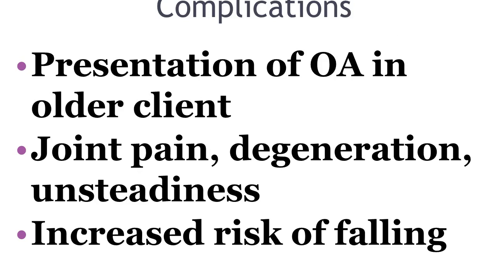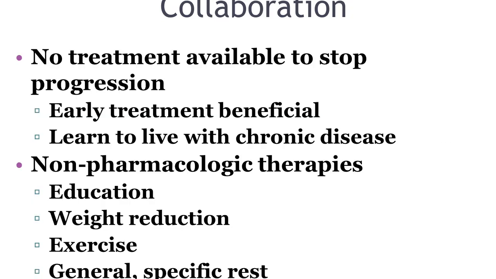Presentation of osteoarthritis in older patients can again include joint pain and degeneration, and with that pain and degeneration, you might see an unsteadiness in their gait and in their walking, which puts one at increased risk for falling. There's no treatment available to stop the progression, but early treatment is beneficial, and we try to help people find the resources to live with osteoarthritis because it is a chronic condition and a chronic disease.